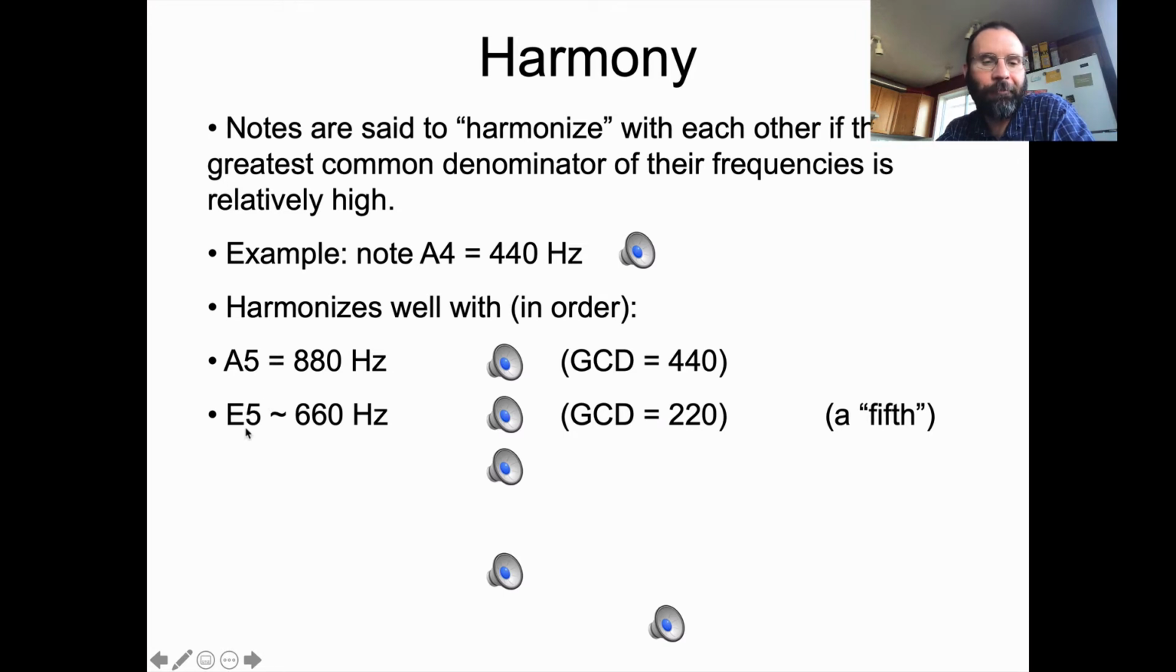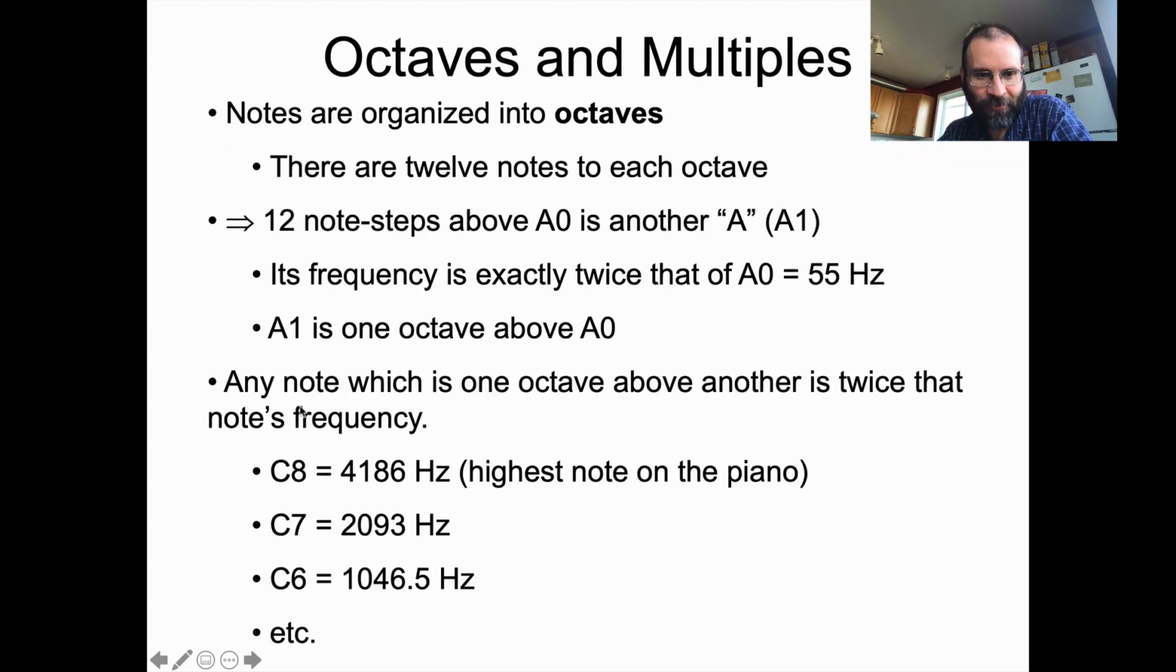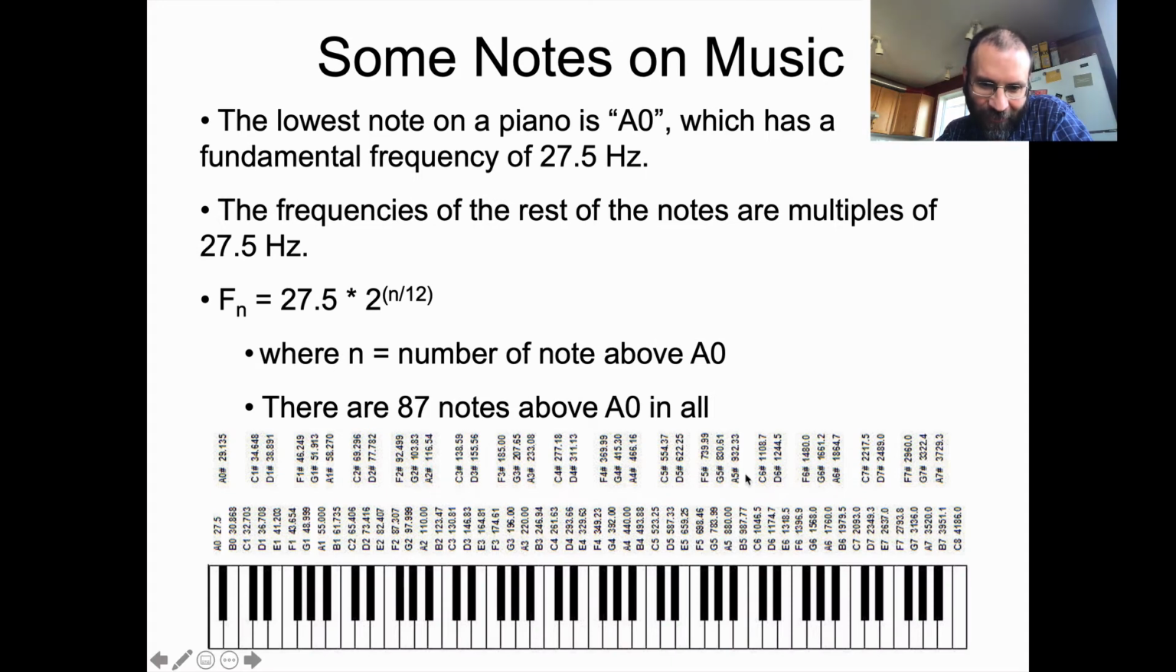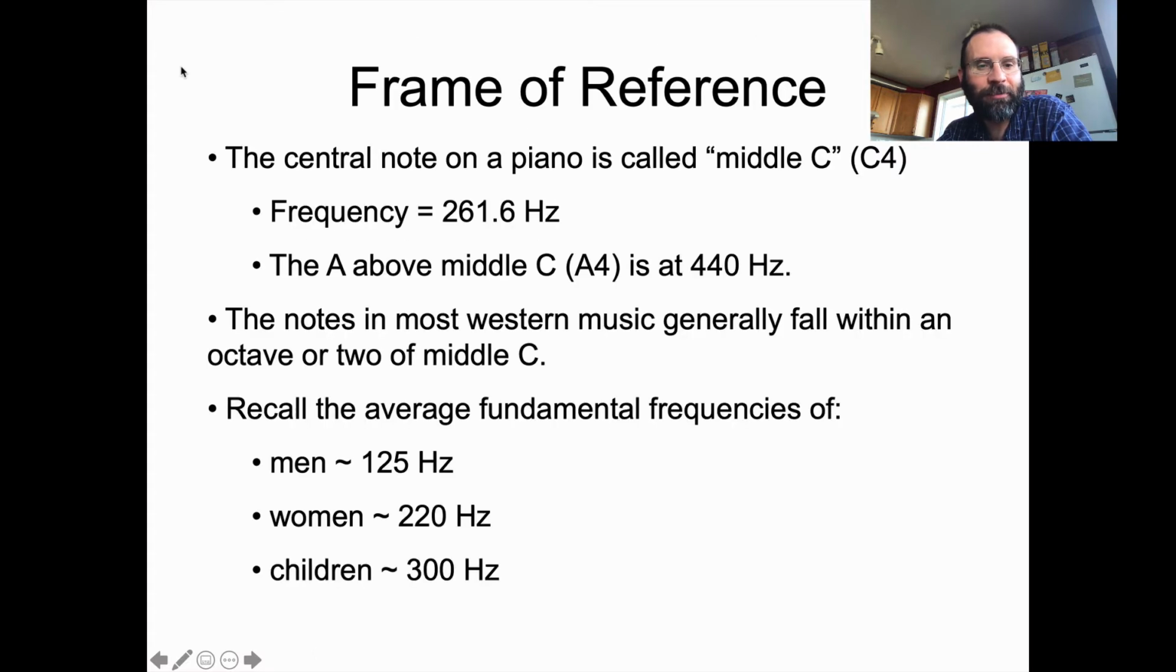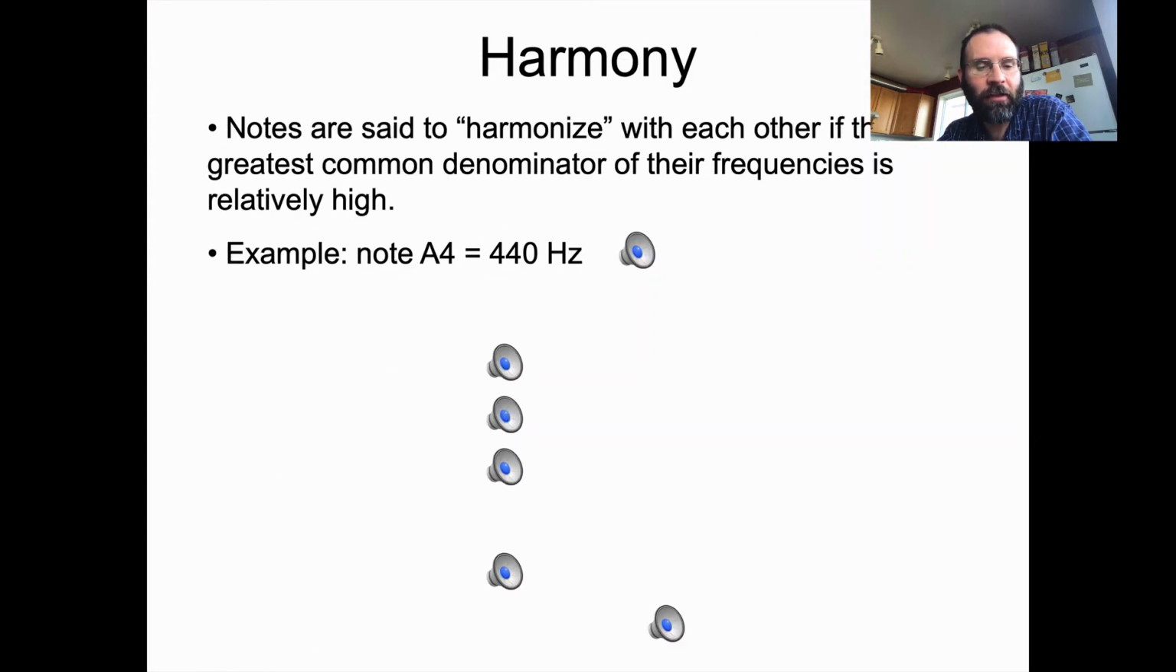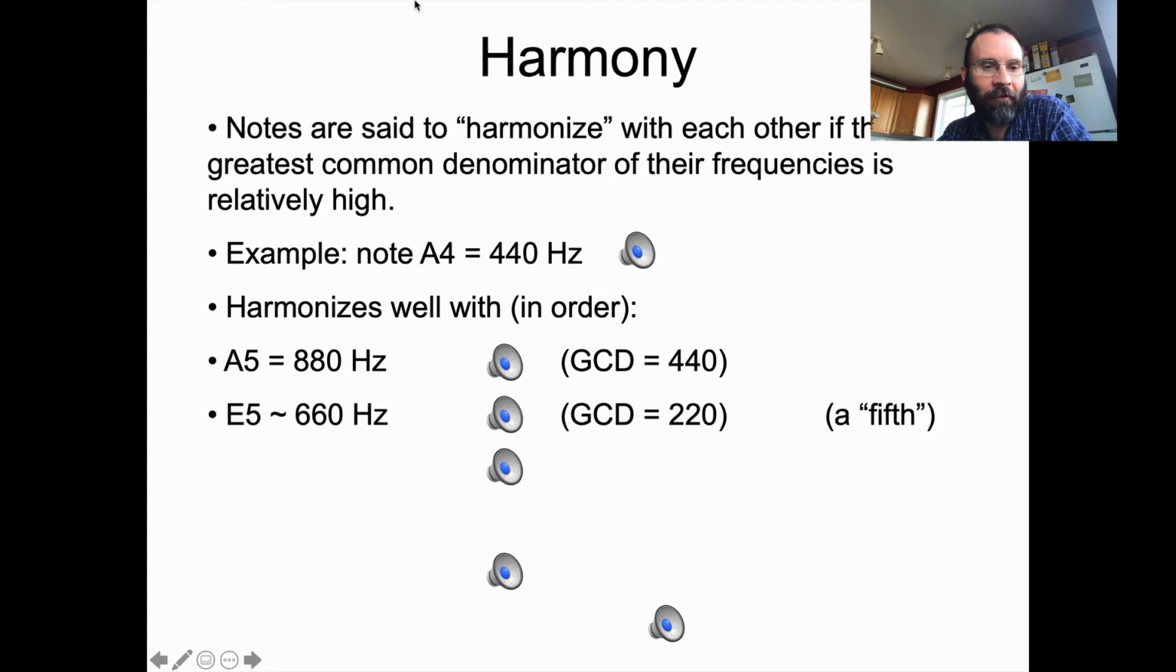E5 is the note in between those two A notes. It's not exactly 660 hertz. Actually, I don't remember what it is. It should be in the scale somewhere. E5 is 659.25, so it's not quite exactly there, but it's about 660. So when we play these two together, they're going to sound like they have a fundamental frequency of 220 hertz. That's the greatest common denominator of those two frequencies. So that sounds pretty decent.